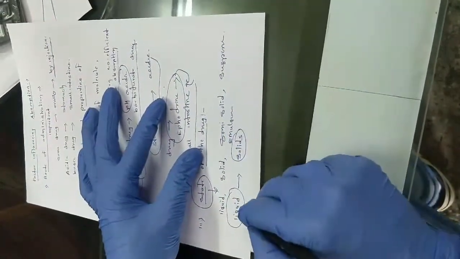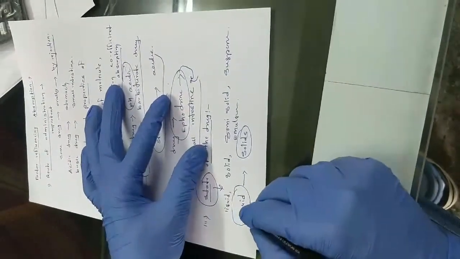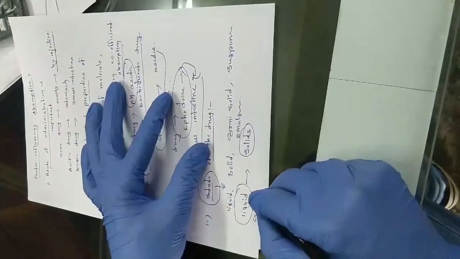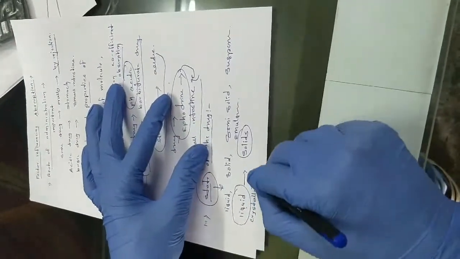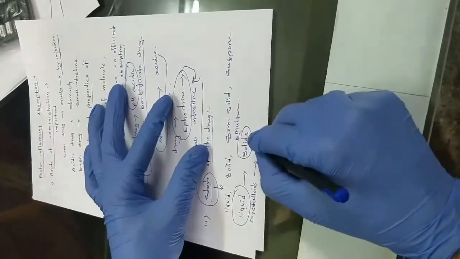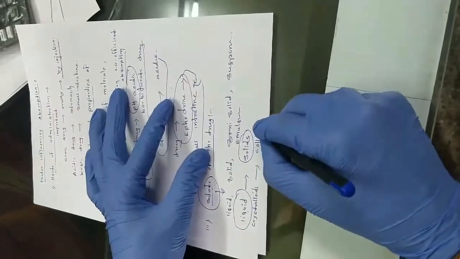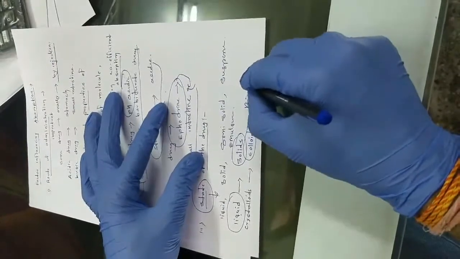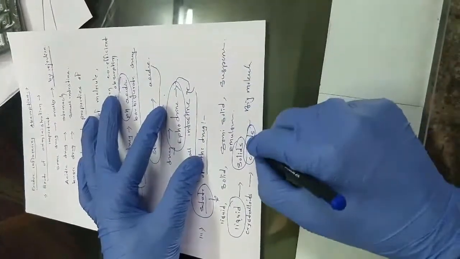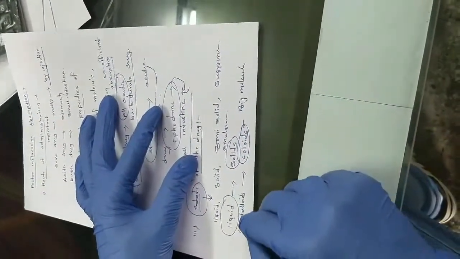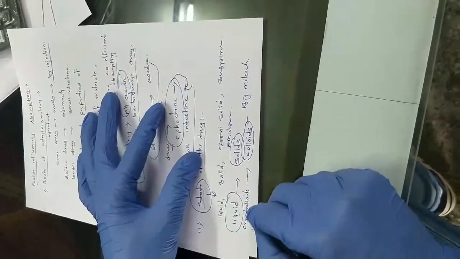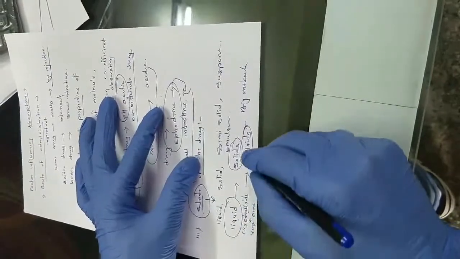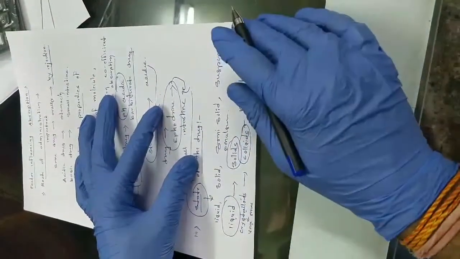Crystalloids are better absorbed than colloids. Colloids are big molecules. As compared to colloids, crystalloids are very small. That's why crystalloids are better absorbed than colloids.